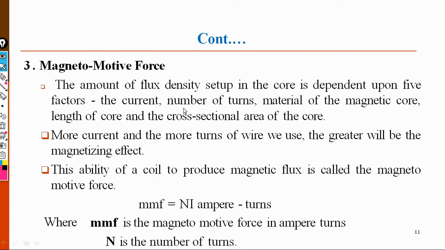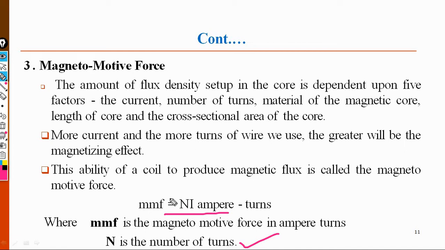Then the next definition is MMF, called magnetomotive force. The symbol is MMF. Magnetomotive force depends on the number of turns and the current flowing through it. The formula for magnetomotive force is MMF is equal to N into I. N means number of turns and I means current flowing through the turns.